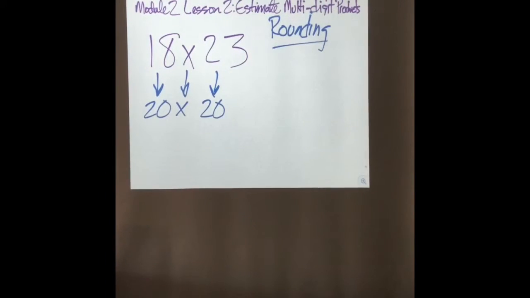Okay, now if we're going to take these two 20s, our mental math would tell us we could take the 2s and multiply them together. So let me put that down. So we have two 2s.